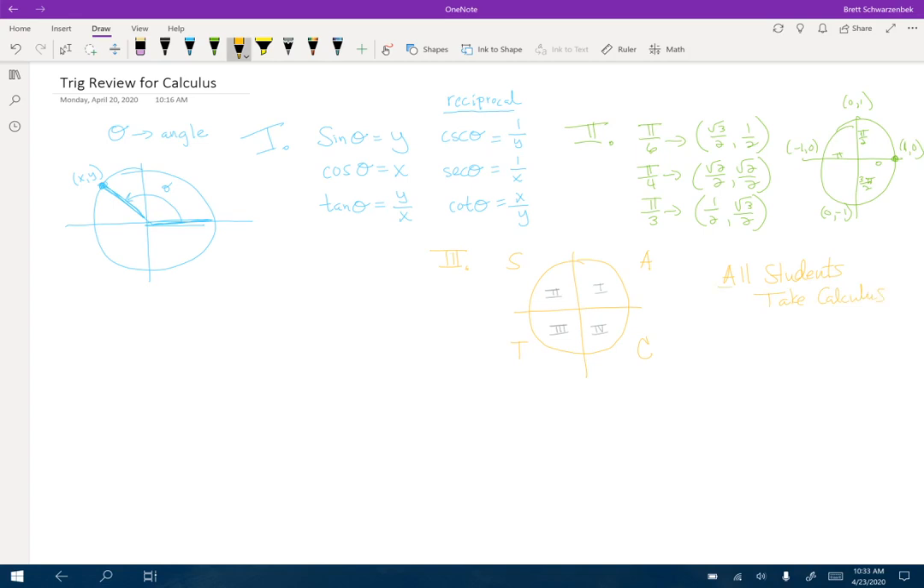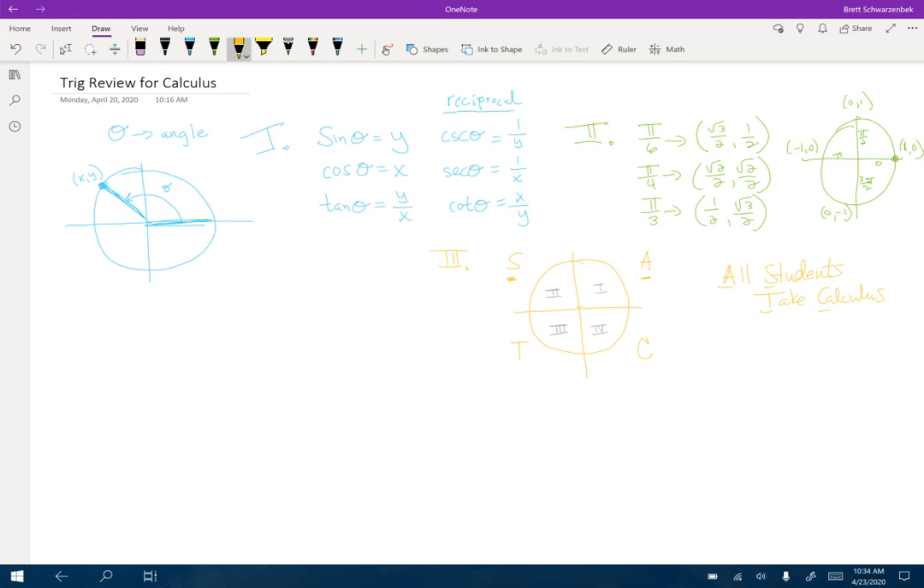So all students take calculus, and you have to follow the quadrants all the way around in a counterclockwise rotation, starting over here. What does that mean exactly? If you are evaluating a trig function in the first quadrant, it is always going to be positive. If you're evaluating a trig function in the second quadrant, if it's sine, it will be positive. If it is tangent or cosine, it will be negative.